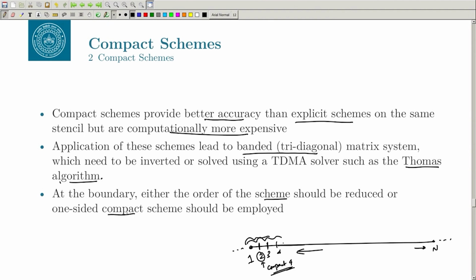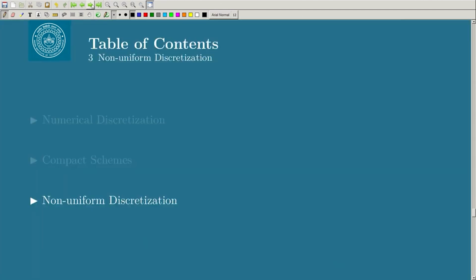I have not discussed the one sided compact scheme derivation, but you can do it like we have been doing for the two sided scheme. The only thing is that the symmetry argument that you have been making to reduce the number of coefficients will not be applicable when you use the one sided scheme. So, this finishes our discussion on the compact scheme.